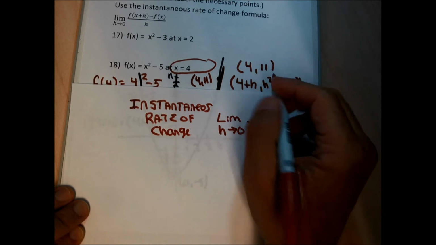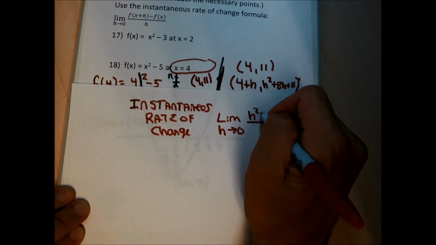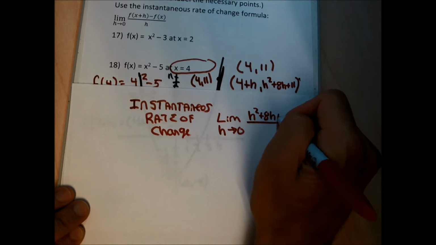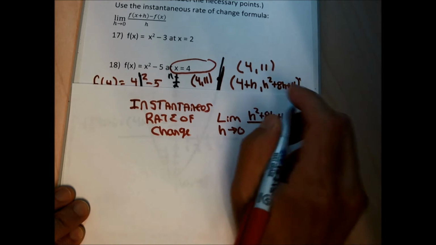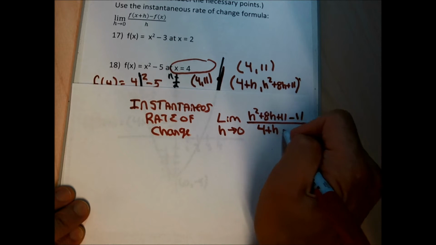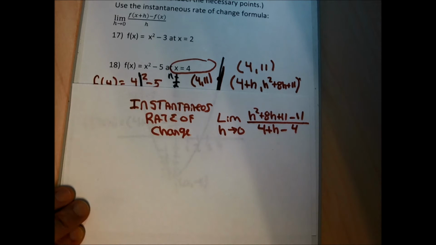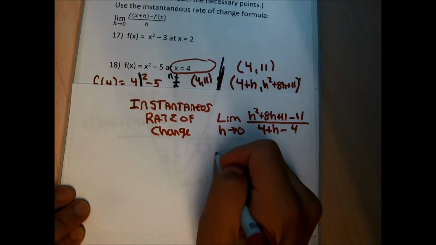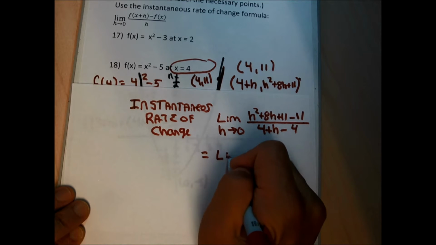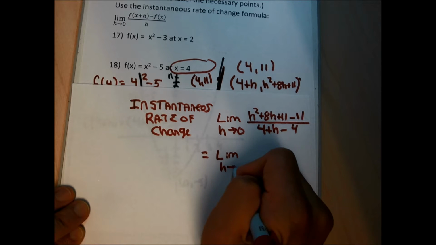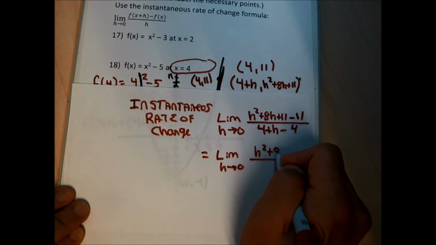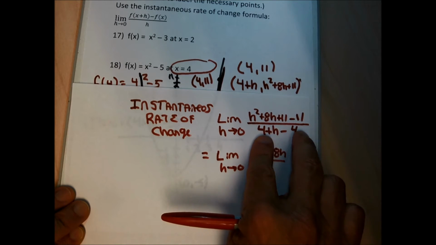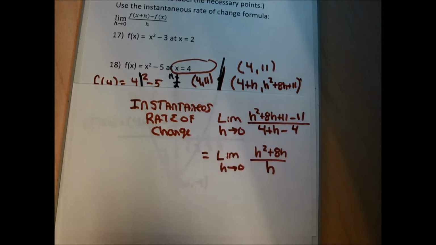So now I'm going to go y2 in the numerator, which is h squared plus 8h plus 11, minus y1, which is minus 11, over x2, which is 4 plus h, minus x1, which is 4. Now I'm going to combine like terms in the numerator. In the numerator, the 11's cancel, and I get the limit as h goes to 0 of h squared plus 8h in the numerator. In the denominator, the 4's cancel, so I get an h.